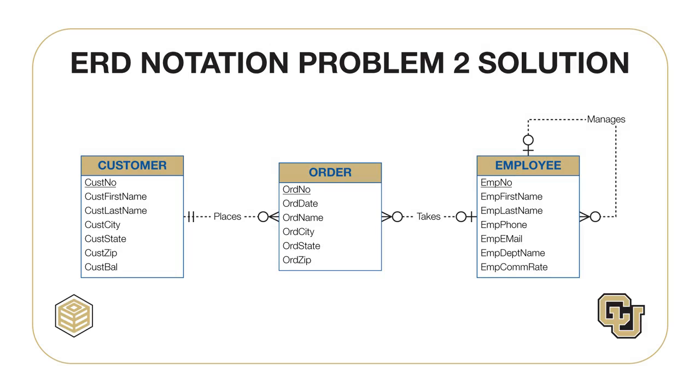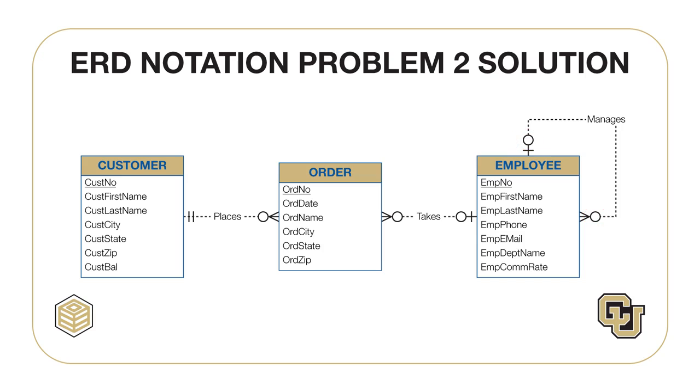This diagram shows the solution for problem 2. Most of the solution follows directly from the problem narrative, so I won't review it here. The specification for an employee is optional to an order and an order is optional to an employee is shown by the circle symbol for the minimum cardinality for both sides of the takes relationship. The manages relationship represents the requirement for a self-referencing relationship involving the employee entity type. The minimum cardinalities of 0, that's the circle symbol, in both directions, represents the requirement for optional participation.